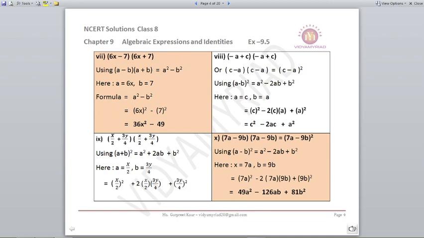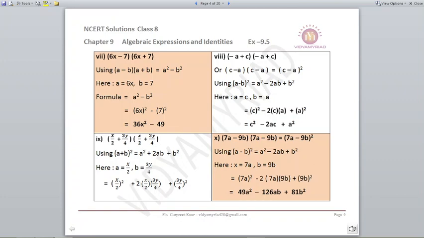Next, (6x - 7)(6x + 7). Now both are same, only the sign is different. One is minus, one is plus. So formula is a square - b square. So (6x) the whole square - (7) the whole square. Answer is 36x square - 49.